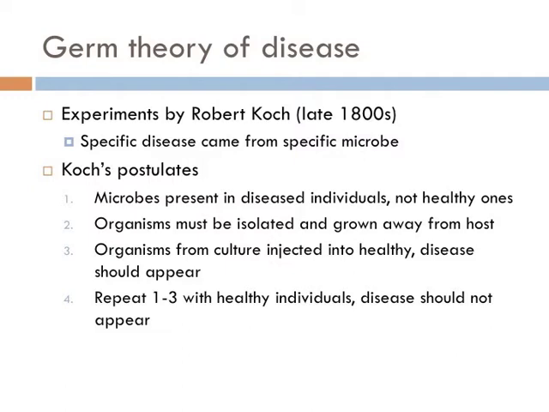The microorganism must be found in abundance in all organisms suffering from the disease, but should not be found in healthy organisms. The second one, the microorganism must be isolated from a diseased organism and grown in a pure culture. Third, the cultured microorganism should cause disease when introduced into a healthy organism. And lastly, the microorganism must be re-isolated from the inoculated, diseased experimental host and identified as being identical to the original specific causative agent.